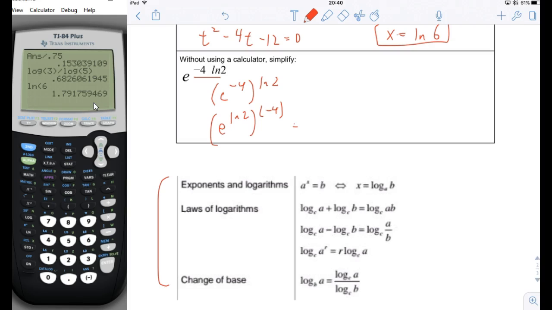Okay, if I rewrite it in this way, it's convenient because e to the natural log of 2 is 2. Remember that e to the x is the inverse function of natural log. So if I put them in cascade like that, I get the original number. So then I end up with 2 to the negative 4th, and then I'm going to have 1 over 2 to the 4th, which is 1 over 16, which is my answer.